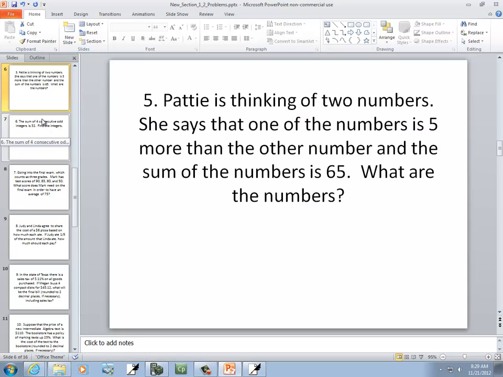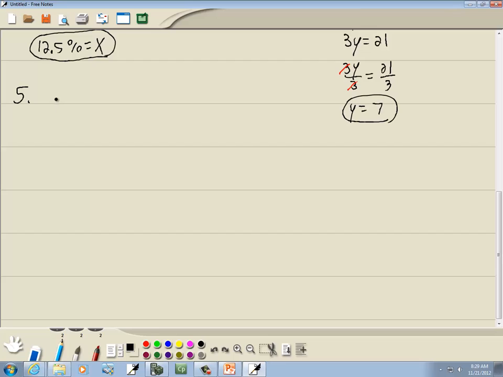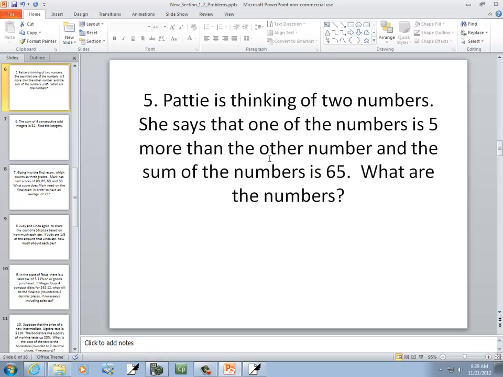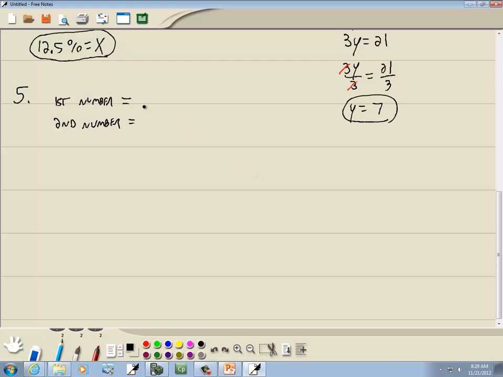Number 5. Pattie's thinking of two numbers. She says that one of the numbers is 5 more than the other number. And the sum of the numbers is 65. What are the numbers? Well, we got our first number. And we got our second number. 5 more than the other number, and the sum of the numbers is 65. Do we know the first number? We don't, do we? So that's x.